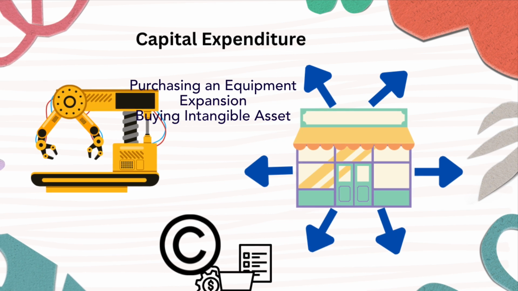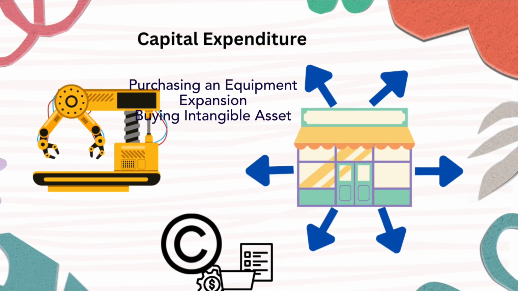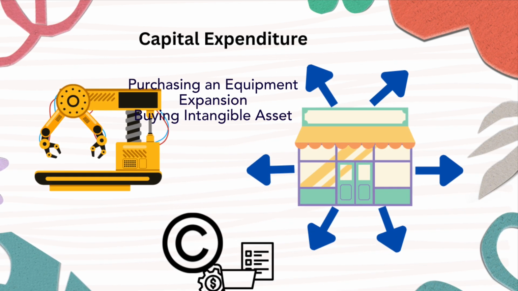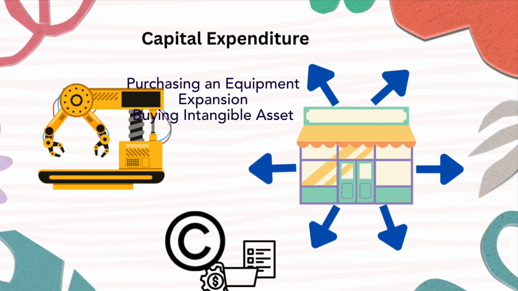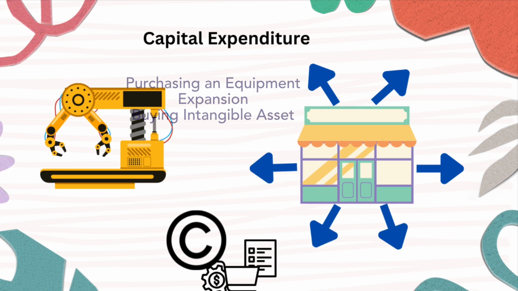Like, we are expanding our business, so we are buying another shop or another place for the business, or in case any intangible asset is acquired. These are all covered under capital expenditure.